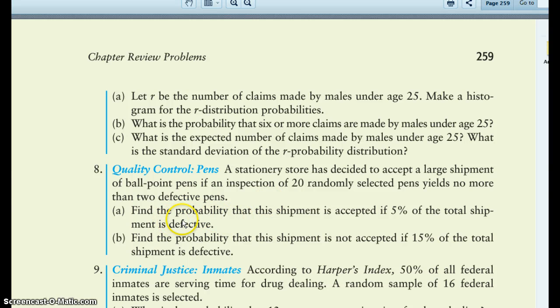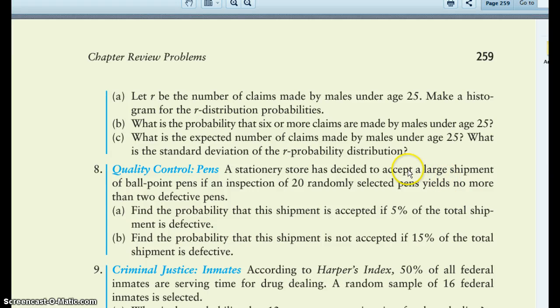For A, it says find the probability that the shipment is accepted if 5% of the total pens are defective. So that means find the probability that there are only 0 bad pens, 1 bad pen, or 2 bad pens.